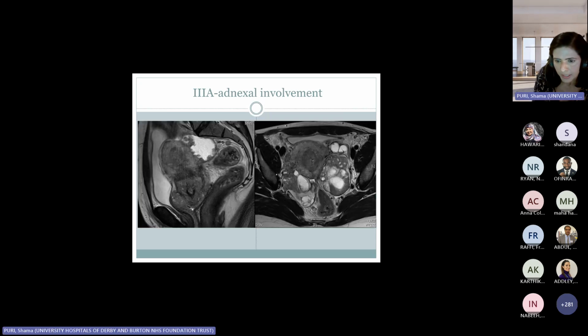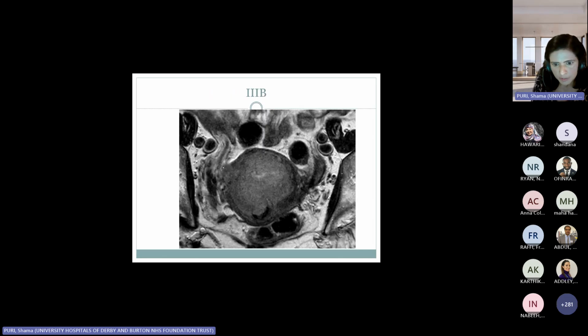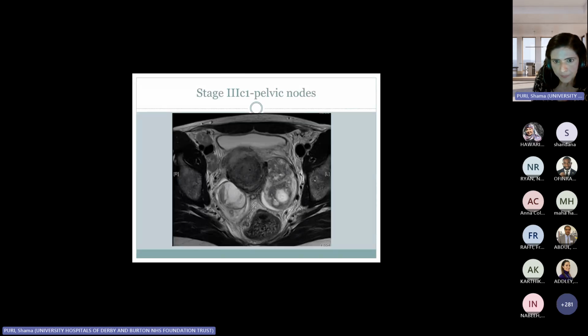That's another case with bilateral ovarian adnexal involvement, bilateral hydrosalpinx as well. Another bulky tumor, and it's going into the myometrium. You can see there's nodular extension, better seen on the coronal images. It's going out. So that's 3B.